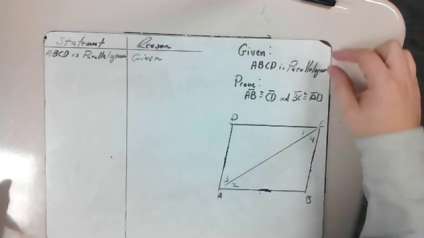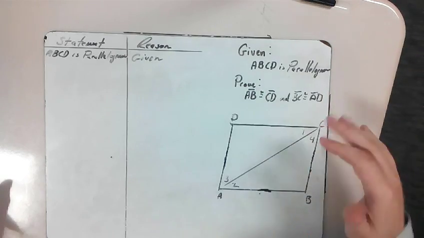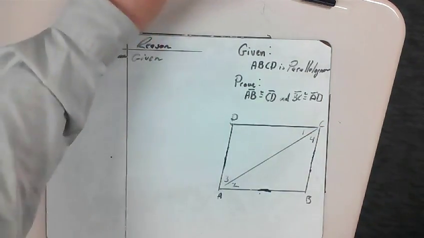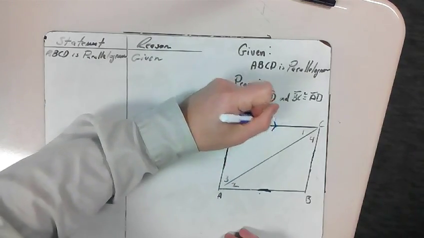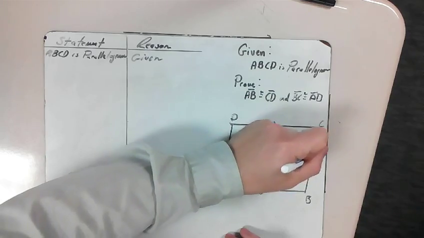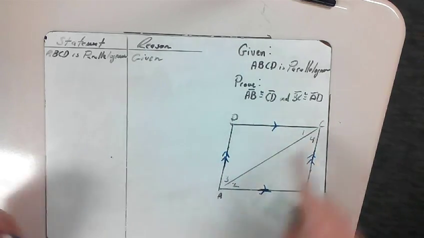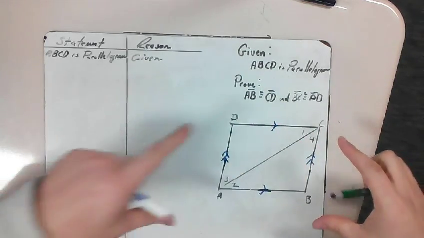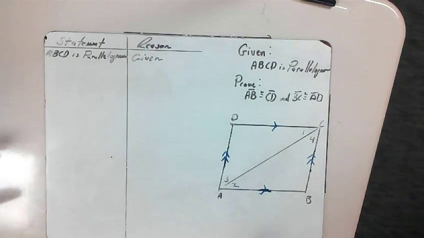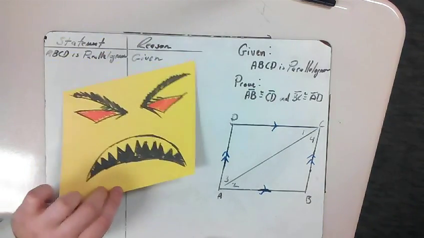A little factoid about this: in a parallelogram, opposite sides being parallel, that's the definition. So this being parallel to this and that being parallel to that, that's by definition. What we're actually going to prove here is a property of parallelograms. That's one of their characteristics. That's a property. Okay, so let's take a look at a parallelogram.